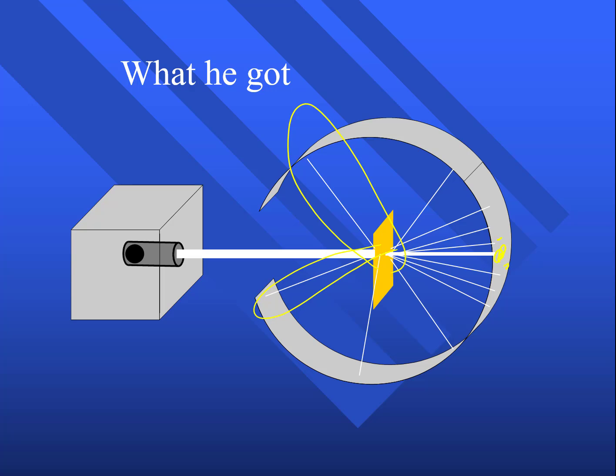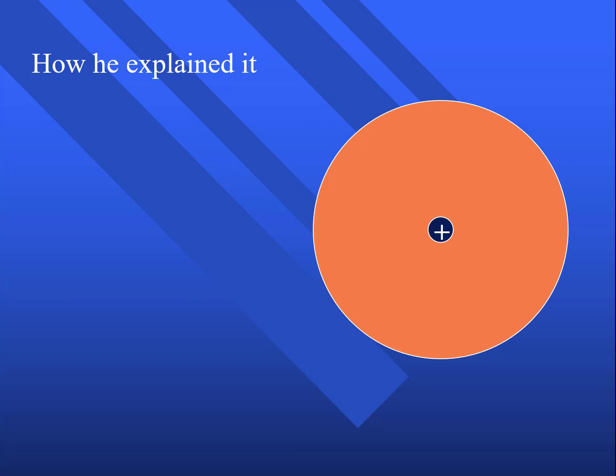So he's got to explain why most went through and why a few bounced back. That's what he's got to explain. So first, why did most go through? He came up with the easiest explanation. The atom is mostly empty. Why did most of them go straight through? Because they didn't hit anything.